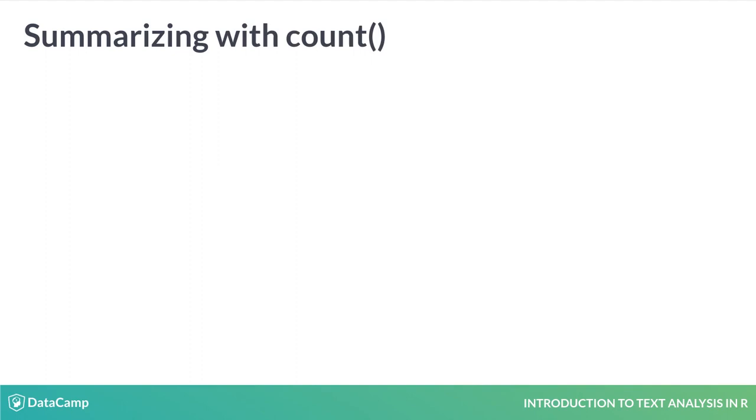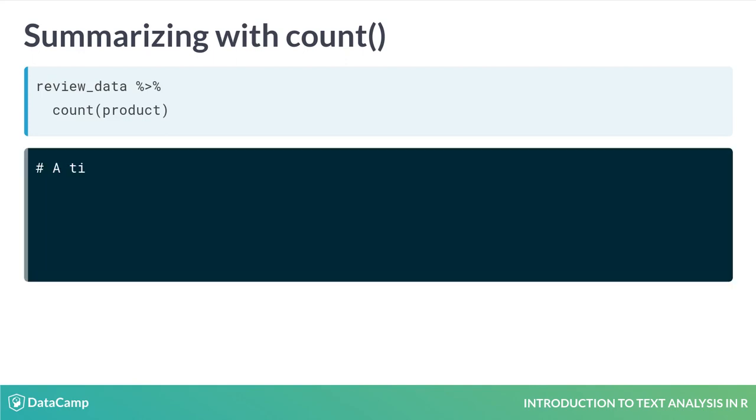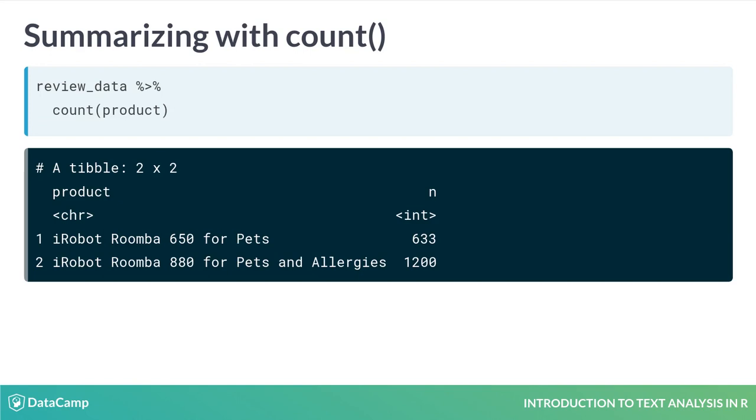Instead of a group summary using n, we can use count. Here we count the number of rows for each product directly. You can see that this is identical to the grouped summary using n. The one difference is that the column with the actual counts is named n by default, a reference to the fact that the n function is being used by count in the background.